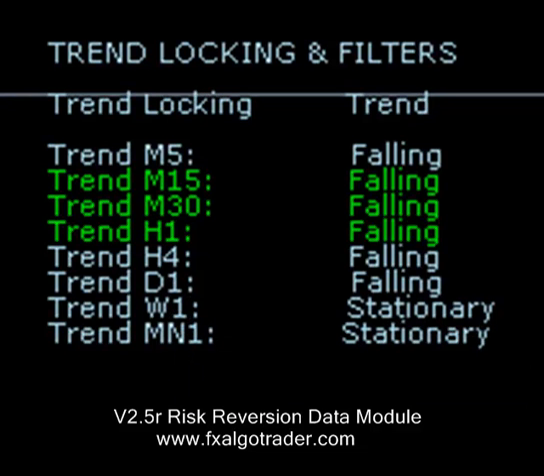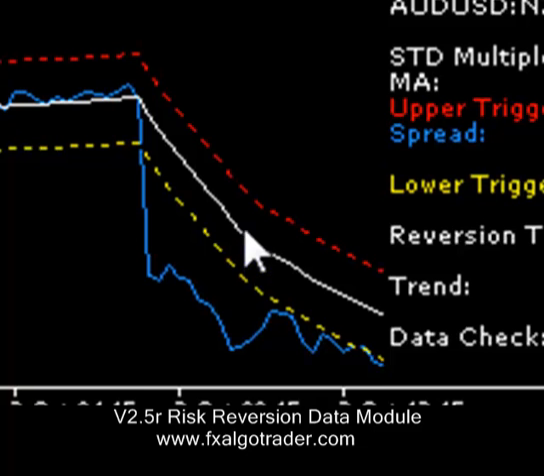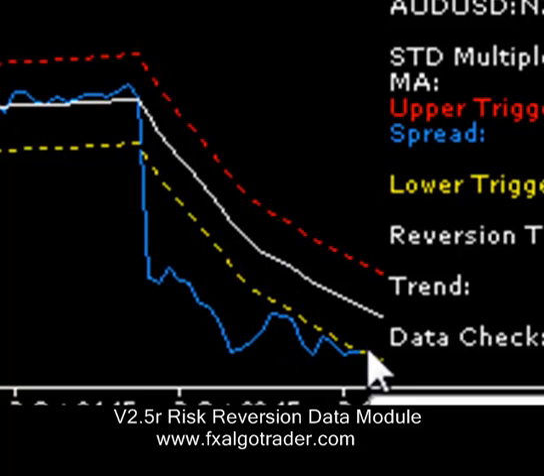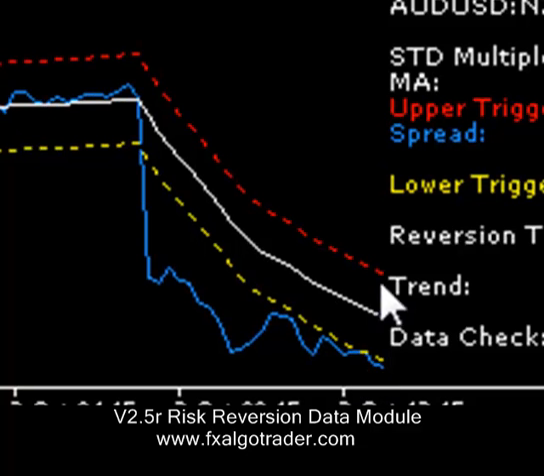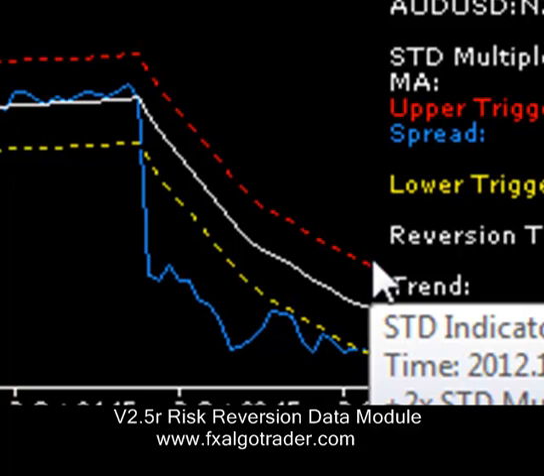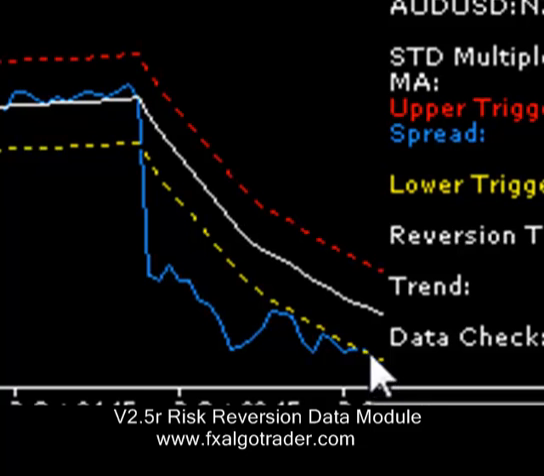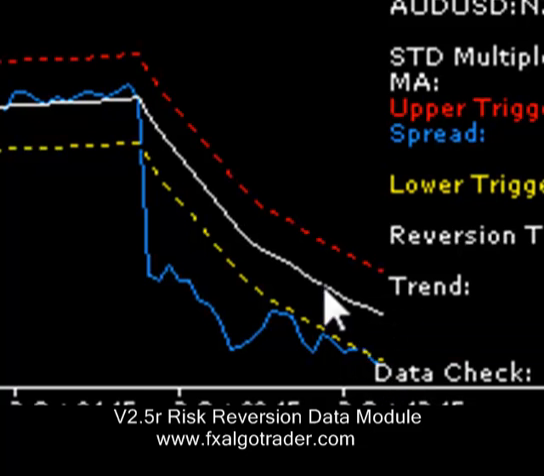So really we should be looking to trade off the upper trigger level and then set our target as the lower trigger level. We're looking for a bit of a corrective spike on the synthetic trade that the arb creates, and then the system would enter and look to exit at the lower trigger level.